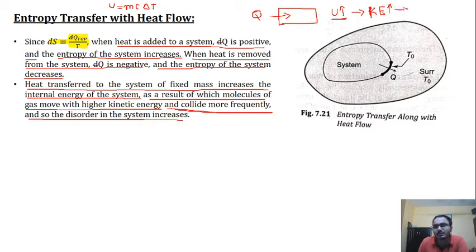Whenever the molecules have higher kinetic energy, they will collide more with each other, so the disorder or the randomness of the system increases. This will ultimately increase the entropy, because entropy is the degree of disorder or degree of randomness. So what we are trying to understand is that whenever we provide heat to a system, ultimately it will increase the value of entropy.